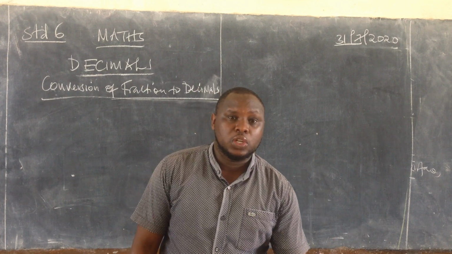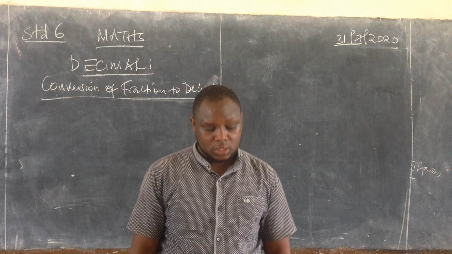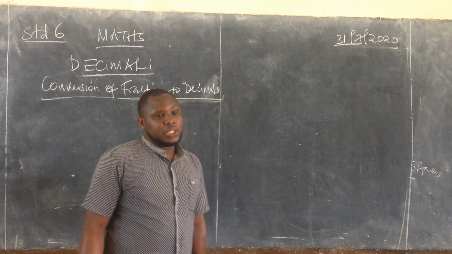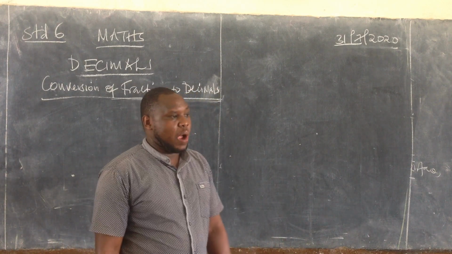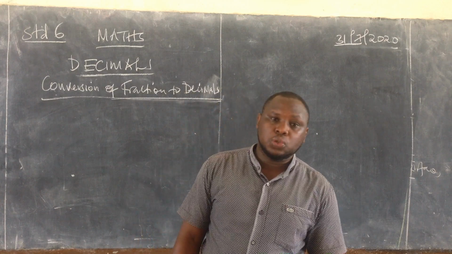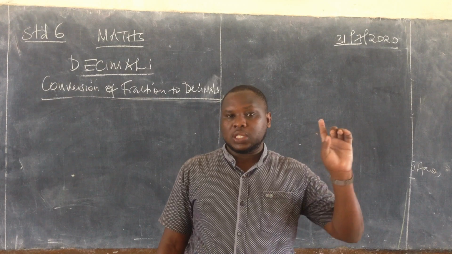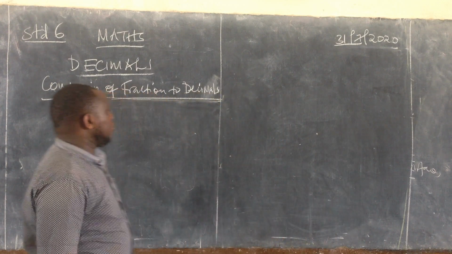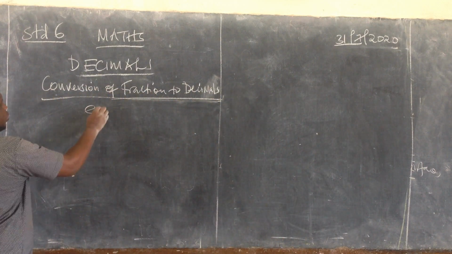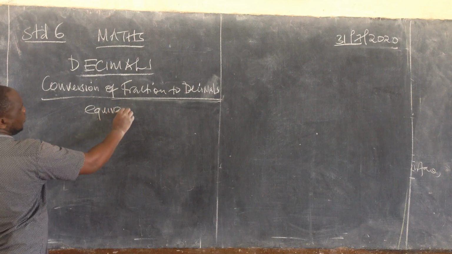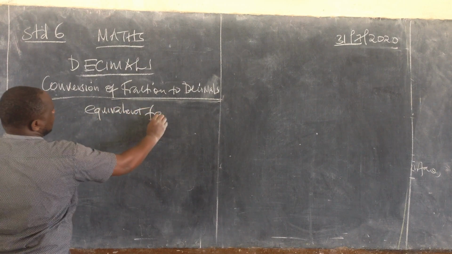Our math lesson is going to be conversion of fractions to decimals. Now I want to take you back to class 5 where we did equivalent fractions. Because we are going to do it in two methods, and one of the methods was learned in class 5. For example, you can be given what we call equivalent fractions.